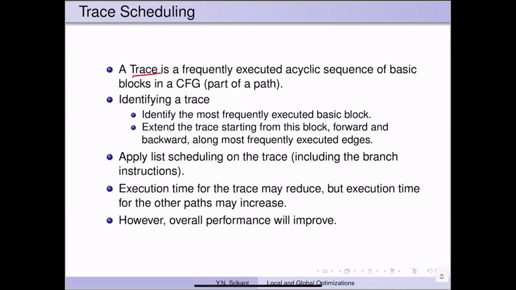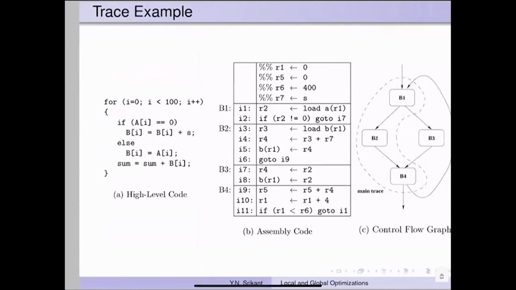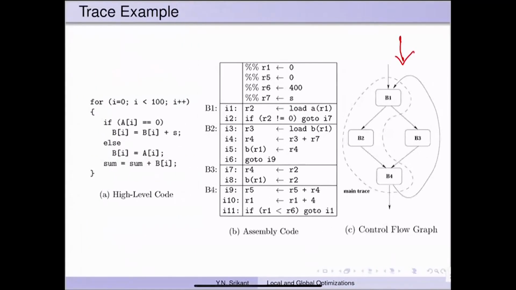So what is a trace? A trace loosely is a frequently executed acyclic sequence of basic blocks in a control flow graph. Let me give you an example. If you take this control flow graph, this particular sequence of basic blocks is frequently executed, let us say. So we call it a trace. That's it.